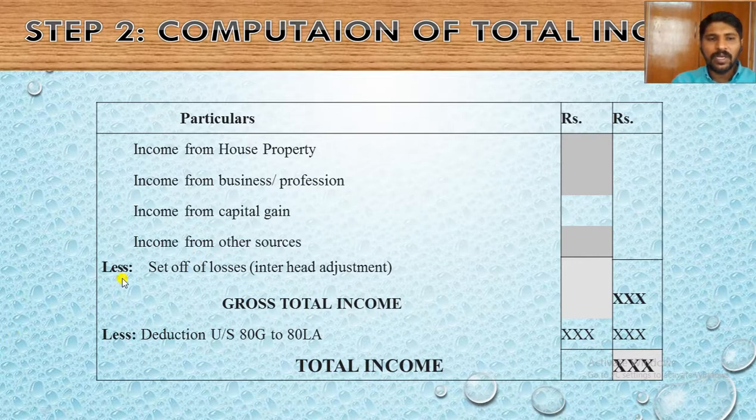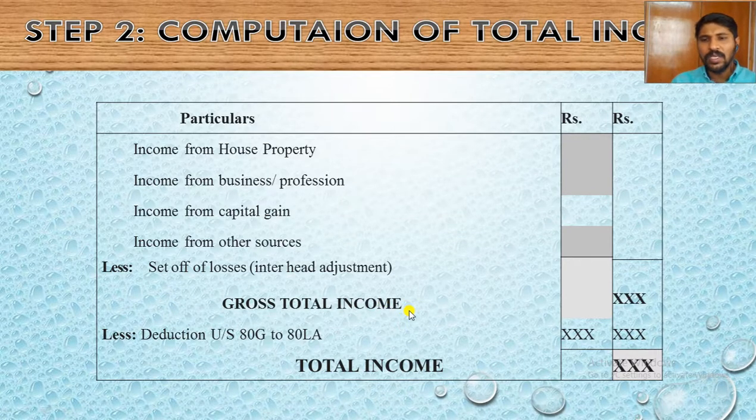Okay, from that, less set off of losses, that is inter-head adjustments. You have seen that in the income tax subject, set off of losses and carry forward of losses. Any loss under any one head of income can be set off against other heads of income, which you have already studied. Any inter-head adjustments you have to deduct as set off of losses. If you subtract that, you will get the gross total income.